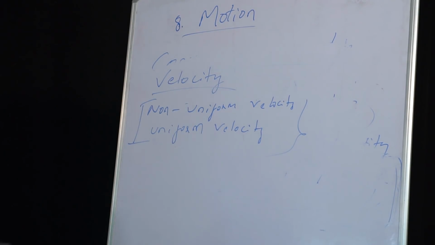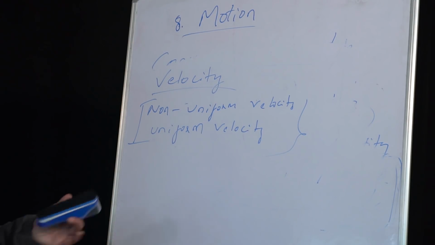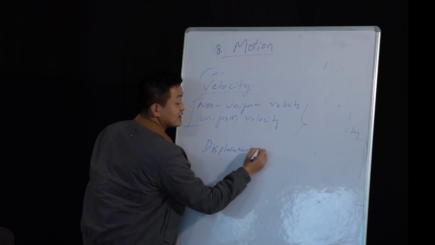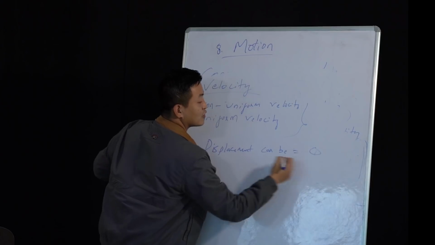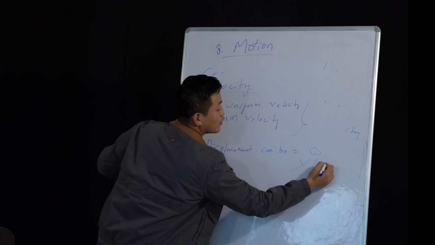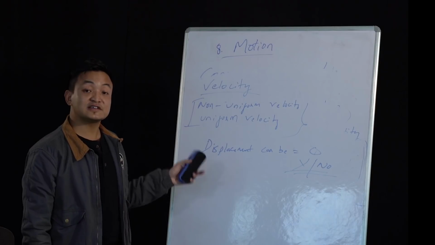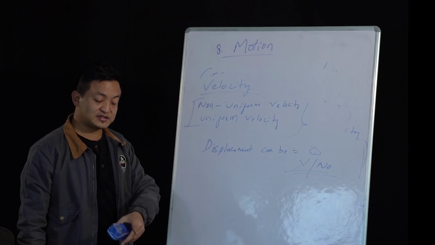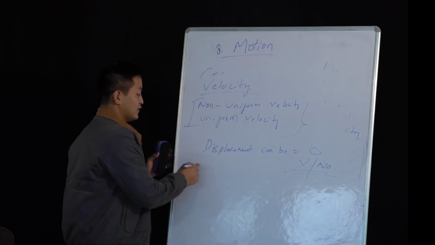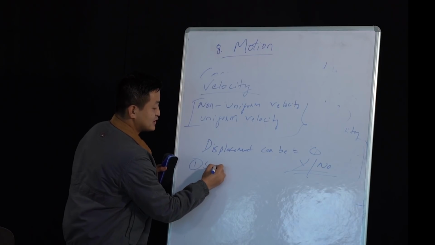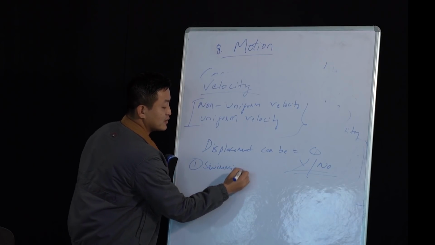But before that, one question I want to ask is, displacement, is it possible to have a zero? Clear? Displacement can be zero or not? That is true, yes or no? Now, what is displacement? As I've mentioned, it is the shortest distance between the initial and the final point. So let's take the example of a swimming pool.